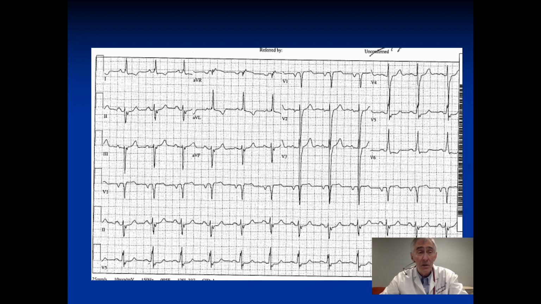PR is normal, but this pattern right here of ST segment depression in 1, and also inverted T wave in AVL, and ST depression here is all consistent with the repolarization abnormality of LVH.